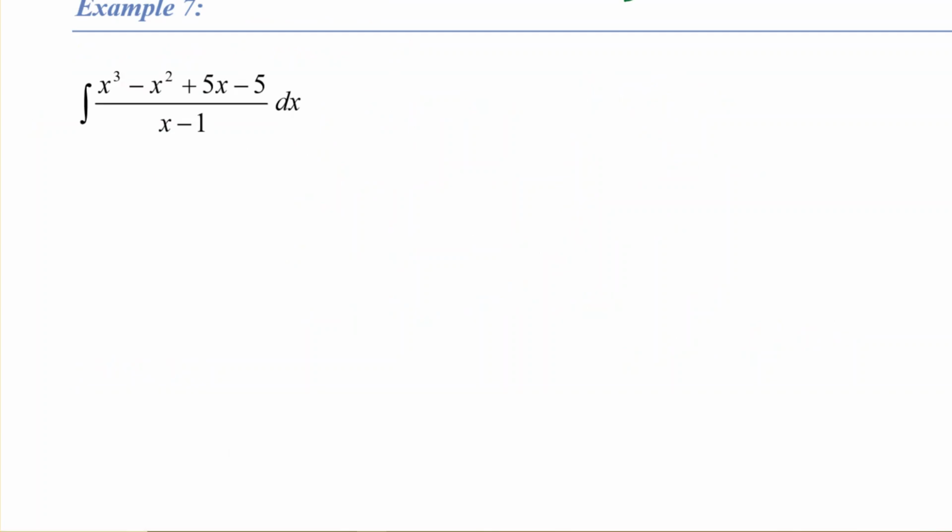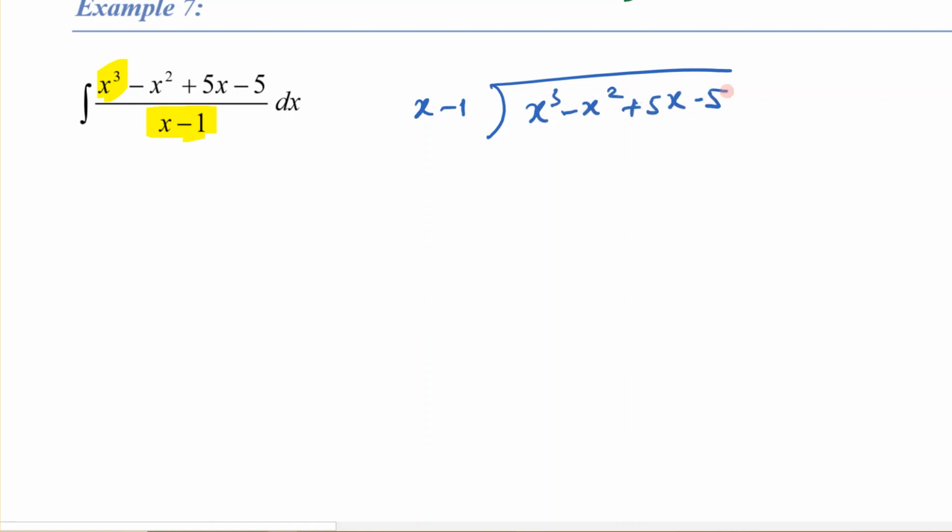Let's take a look at this one. It's an improper fraction, right? We have x minus 1 in the denominator, so it's lower degree than the degree of the numerator. So let's use long division first so that we can write this in a simplified version. For the long division, we do the setup: x minus 1 outside, and x cubed minus x squared plus 5x minus 5 inside.